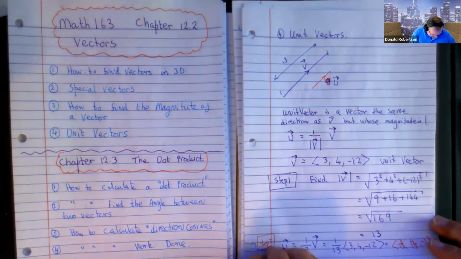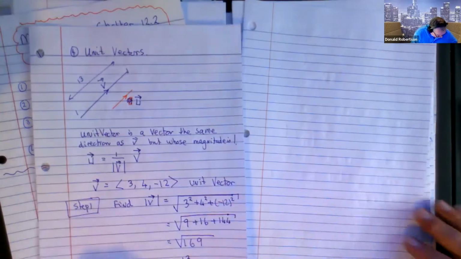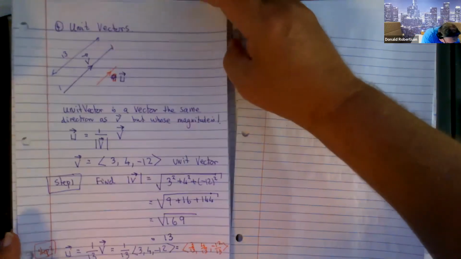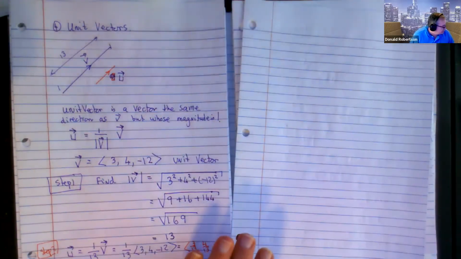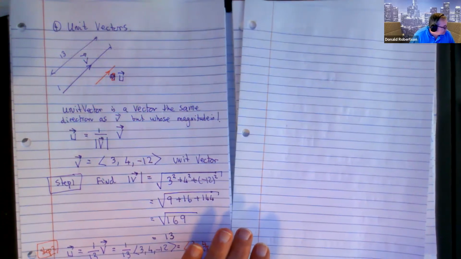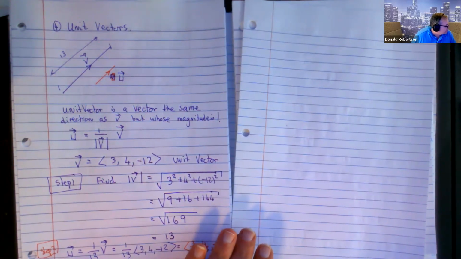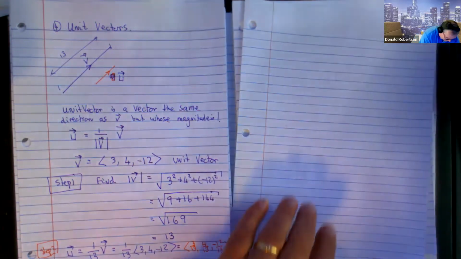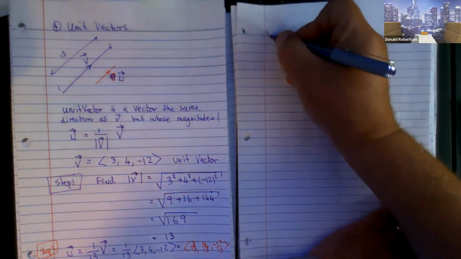Okay. So to calculate a unit vector, we find the magnitude of the original vector, and then we divide by that value. I'm going to look for a homework question like that, just to give you an idea of what they look like. This is a version of question 11.